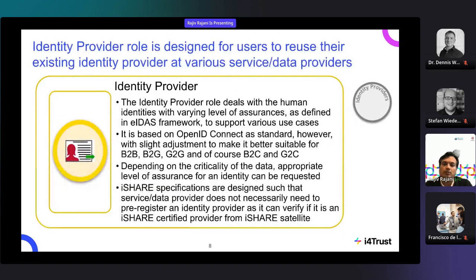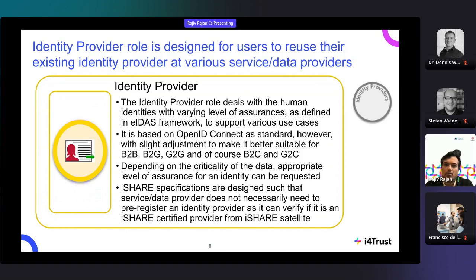The identity provider role is defined in iSHARE such that identities of humans are stored, presented, or authenticated within the network. So all the service providers can connect to any identity providers, and all the service consumers, specifically the human service consumers, can choose their own identity providers to authenticate themselves to any of the service providers within the data space, right?